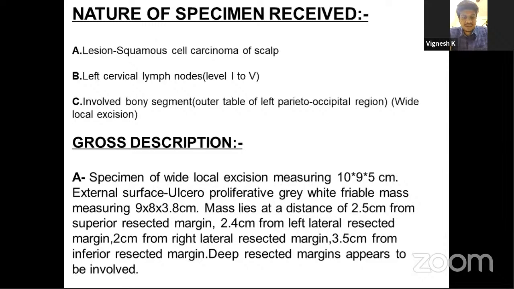The description, lesion A: it was a wide localization specimen measuring 10 into 9 into 5 centimeters. The external surface showed an ulceroproliferative gray mass measuring 9 into 8 into 3.8 centimeters. The mass lies at a distance of 2.5 centimeter from the superior resectal margin, 2.4 centimeter from the left lateral resectal margin, 2 centimeter from the right lateral resectal margin, and 3.5 centimeter from the inferior resectal margin. Deep resectal margin appears to be involved.